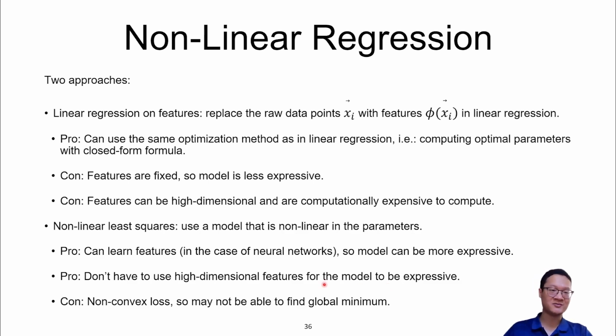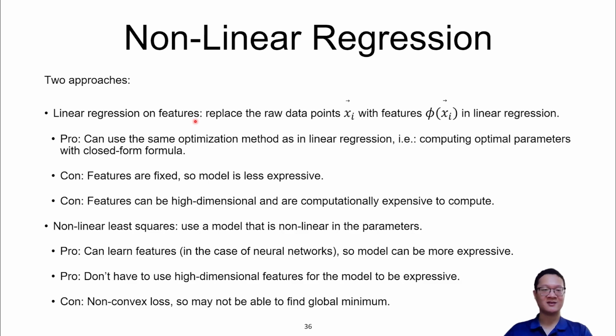The second option is to directly use nonlinear least squares, which uses a model that is nonlinear in the parameters. And there are pros and cons to each approach. For linear regression on the features, we can use the same optimization method as in linear regression. And this optimization method is the simplest that we have. We basically analytically compute the optimal parameter and we get a closed form formula. So that is the biggest pro.